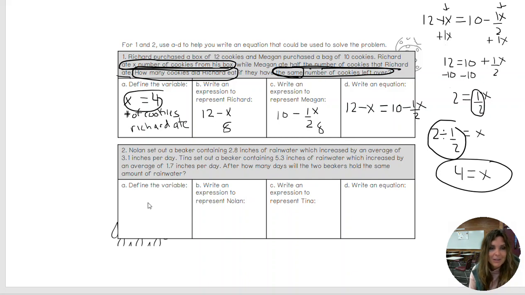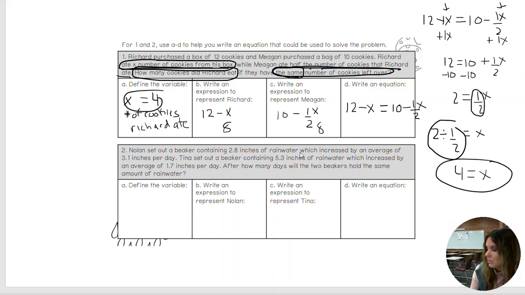Okay, let's try another one. Nolan set out a beaker containing 2.8 inches of rainwater, which increased by an average of 3.1 inches per day. Tina set out a beaker containing 5.3 inches of rainwater, which increased by an average of 1.7 inches per day. About how many days will the two beakers hold the same amount of rainwater?